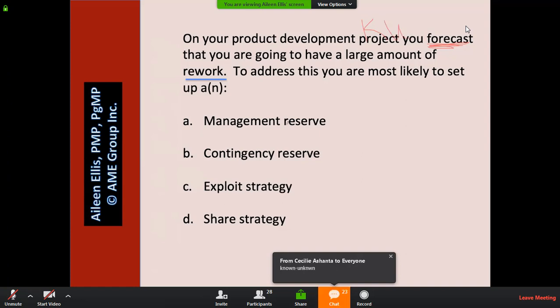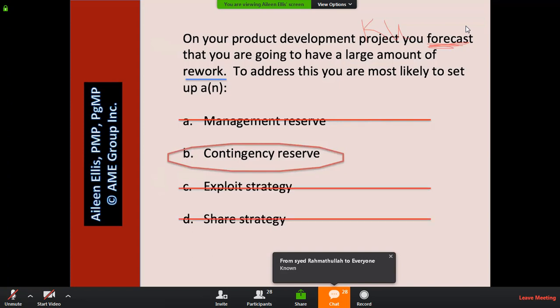When you look at A, management reserve, is that for known unknowns or unknown unknowns? Management reserve is for unknown unknowns. The answer we want here is contingency reserve. Exploit and share are for what kinds of risks? Are they for threats or are they for opportunities? C and D. So Brad, great comment, positives. So exploit and share are for positive risks, or we might call it opportunities. Rework is usually not considered an opportunity.